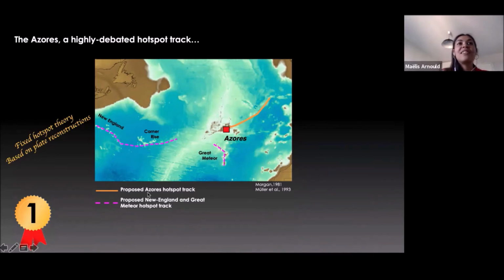And so the first reconstruction that we can see here was using the assumption that mantle plumes are fixed. And if so, we would get these hotspot tracks here in orange, which is not really associated to any visible seamount. And in this scenario, you would have another distinct mantle plume, which is the Corner Rise and Great Meteor plume, associated with this magenta hotspot track.